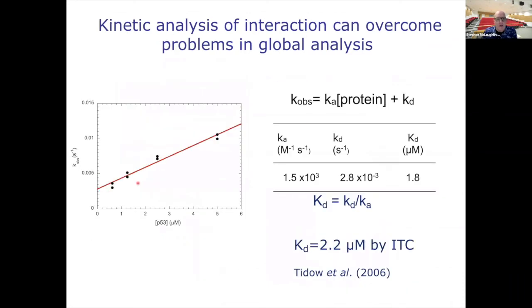So if we just fit that, we can get the individual rate constants, and we divide those to get our dissociation constant, which in this case came out about 1.8. And that very much matched what the binding constant was determined by ITC.